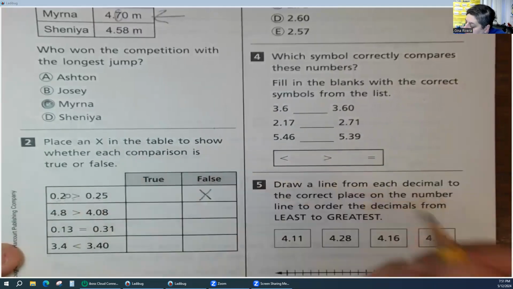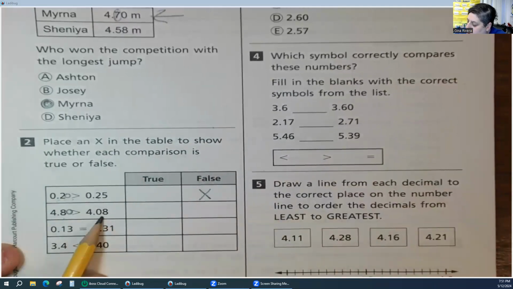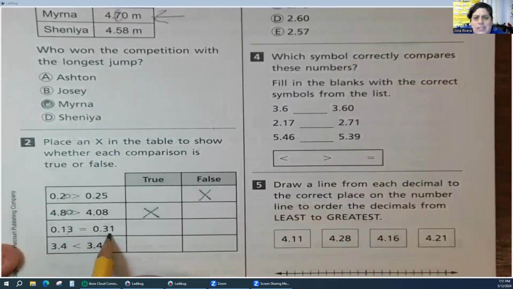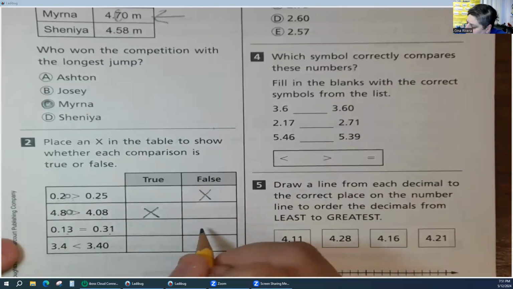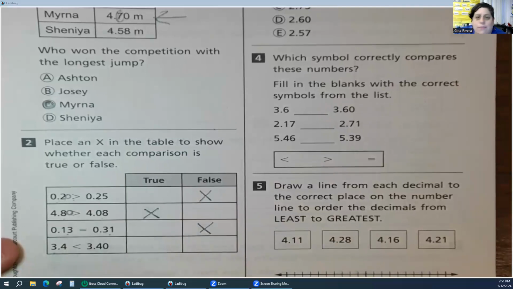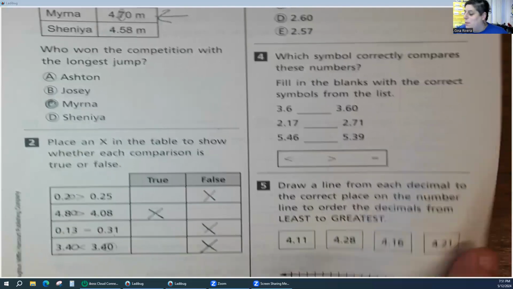So this is false. Now, 4.8, which is really 4.80, is bigger than 4.08. So this is true. Over here, having 13 cents and having 31 cents is not the same thing. So this is false. And then 3.4 and 3.40. This is a little bit of a trick. They want to see who thinks 40 is bigger than 4. But there's an invisible 0 right here. So they're actually equal. Therefore, this is false. That's why we can't just say, oh, it's a pattern, and choose that there's always going to be 2 and 2, because that's not always going to be the truth.